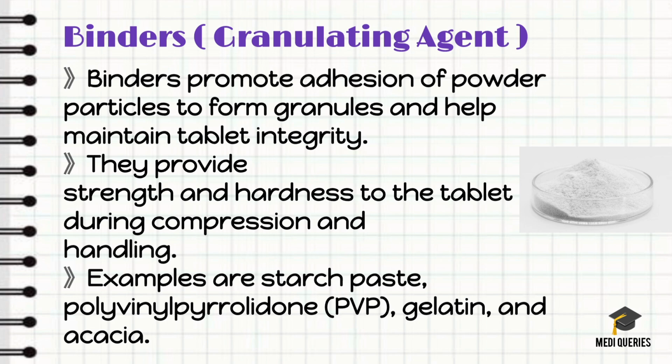Binders can be added as dry powders or in a wet solution form during granulation. PVP is water soluble and frequently used in wet granulation. Starch and cellulose derivatives are preferred for their cost effectiveness and compatibility. The right binder improves hardness without compromising disintegration. They are crucial for ensuring tablet durability during manufacturing and handling.